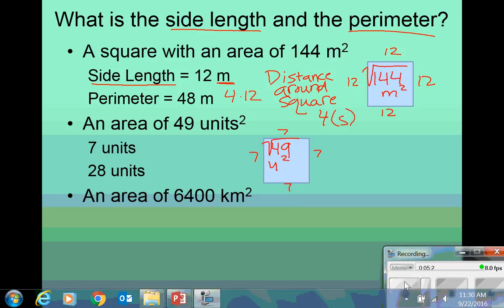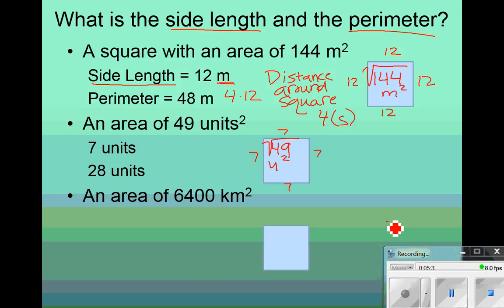Here is example 3. So an area of 6,400. Let's draw our square. Let's label it. That is a 4. We would take the square root. We know it's going to have an 8 in it because of the 64. And then we only need 1 0. And so the side length would be 80. And then if you added up all 4 side lengths, or multiplied 4 times 80, you would get 320. So your side lengths are 80. Your perimeter is 320.